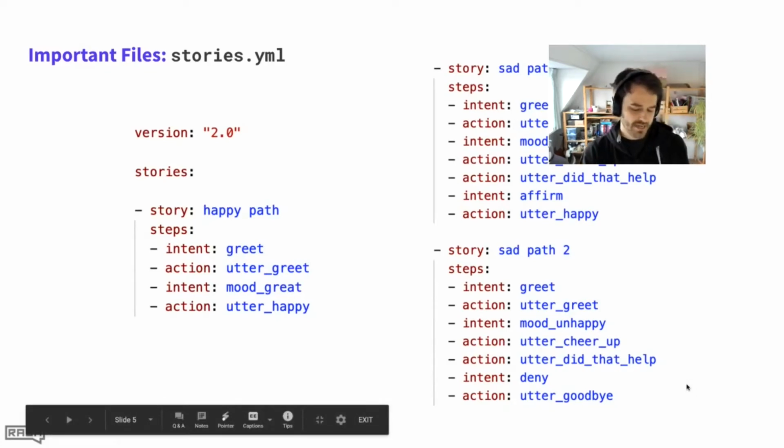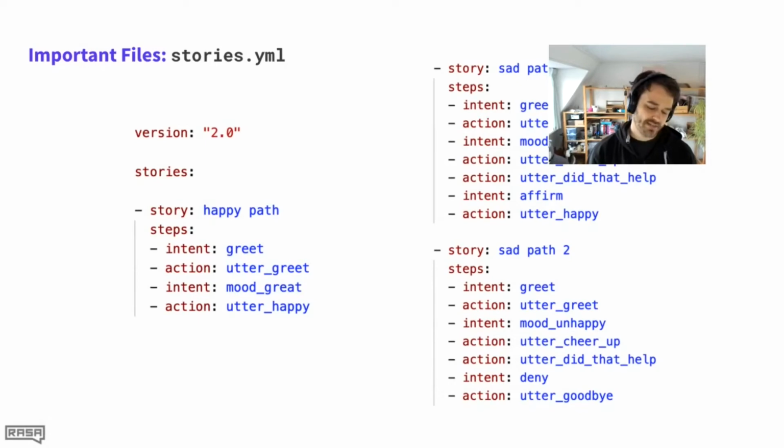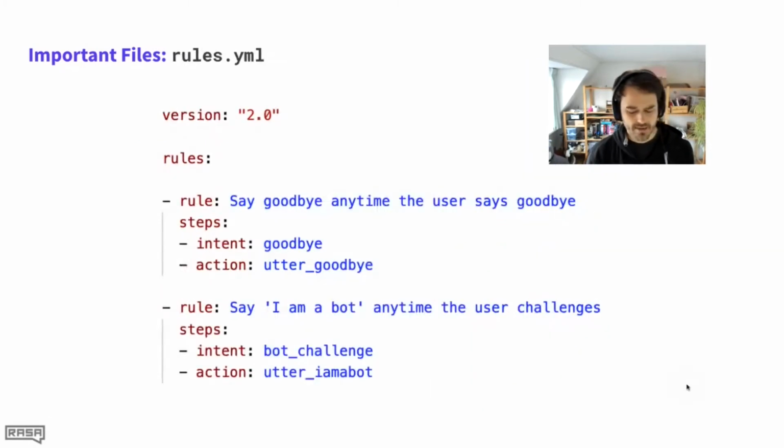That said, sometimes it's great to have a story that defines something, but at other times, you can also imagine that it's much easier to use a rule. Whenever we see the intent bot challenge, that is the intent that says, hey, are you a bot or not? Then it doesn't really matter where in the conversation you are. We should always get this utterance back.